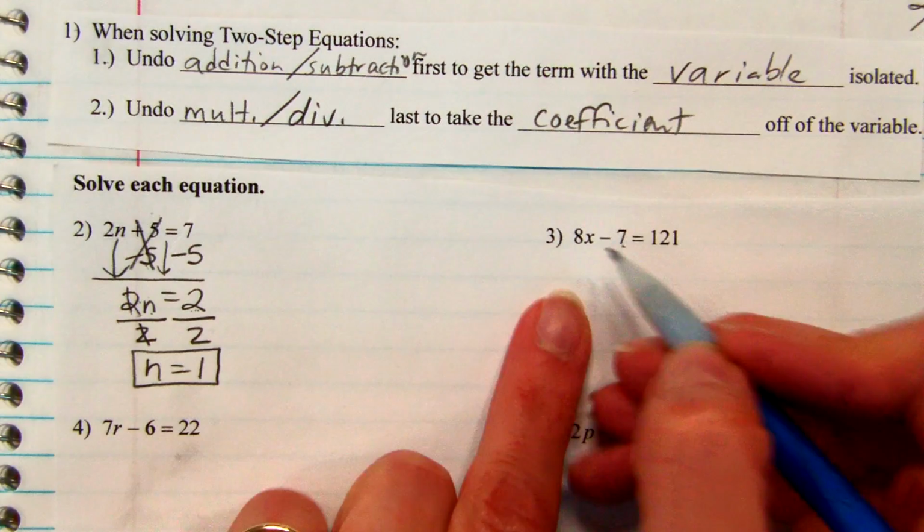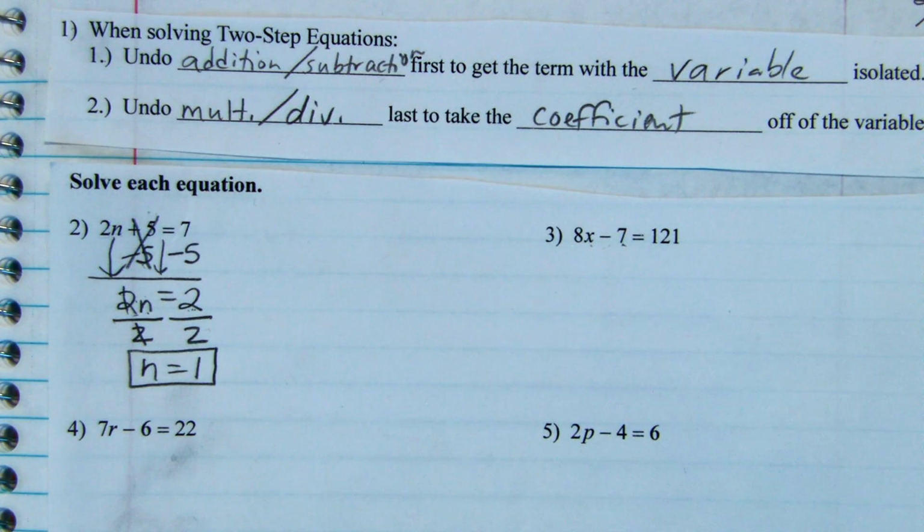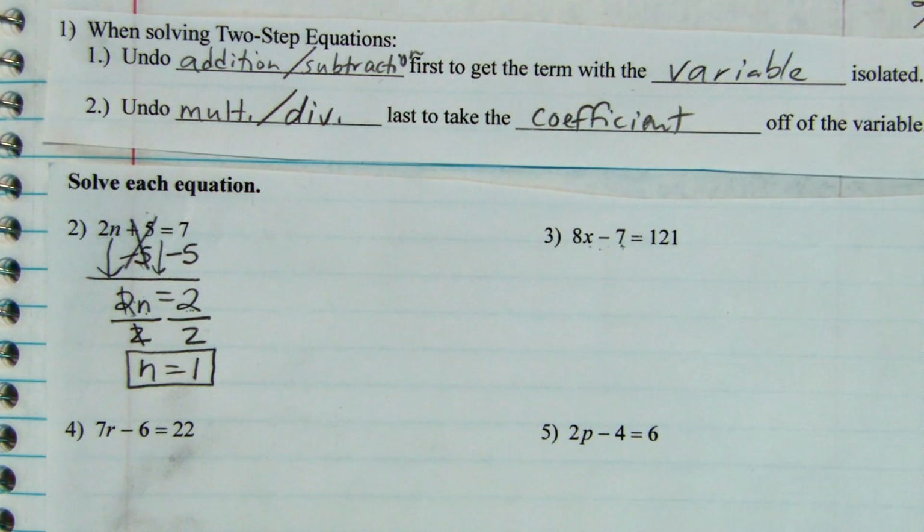We want to get the part that has x in it by itself. We want to get 8x by itself, which means we're going to get rid of -7. What's the opposite of -7?